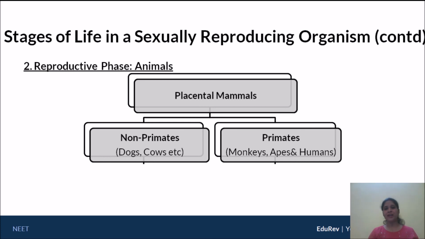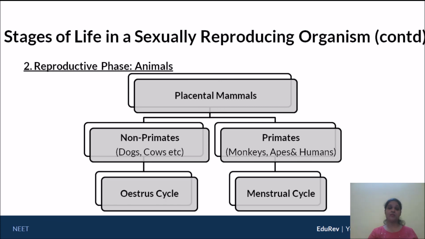Okay, so your primates are your monkeys, apes, humans. Non-primates are things like cats, dogs, cows. Okay, now in both of them you have a kind of cyclic process taking place. In case of primates we call it a menstrual cycle, but in case of non-primates you will call it an estrous cycle.